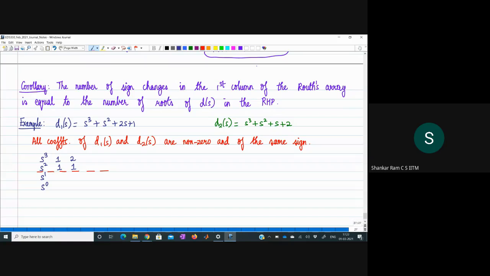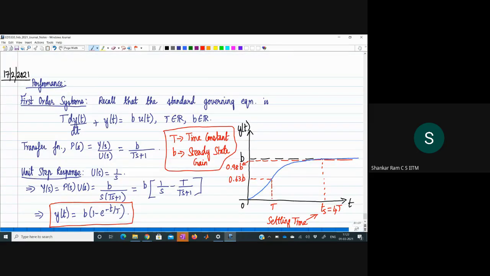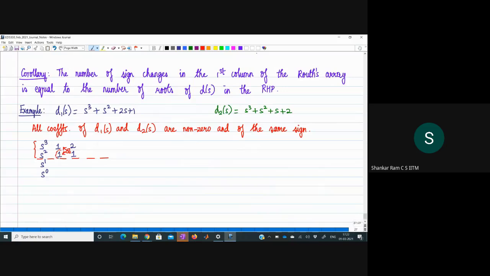Now to figure out what is happening in the s power 1 row, we take the first two rows. We multiply 1 with 2, and subtract the product of 1 and 1. So 1 multiplied by 2 is 2, and subtracting 1 from it, we get 1. And we divide by the number at the beginning of the row, that number is 1. So what is 1 divided by 1? I'm going to get 1 as the answer.